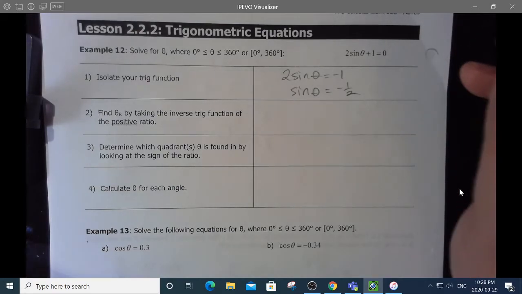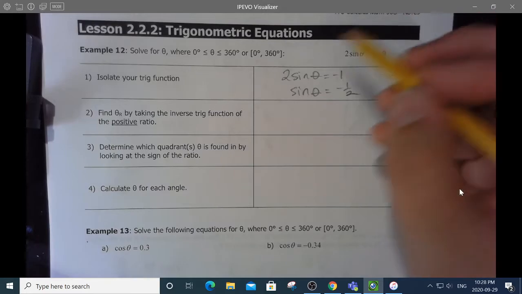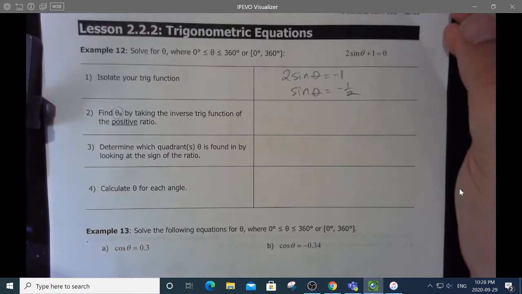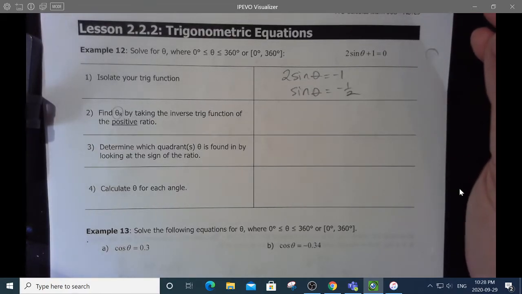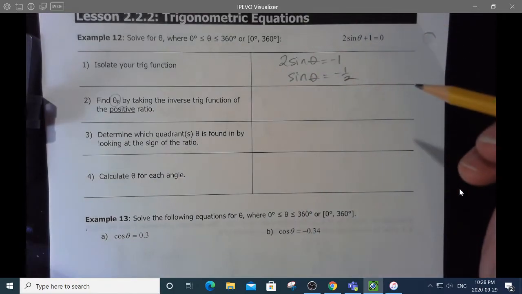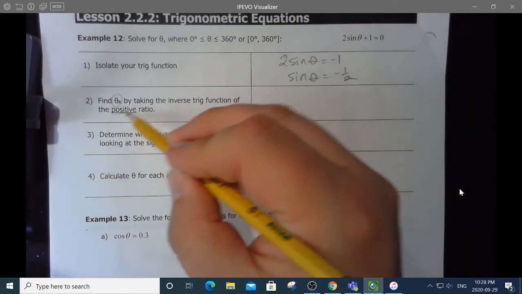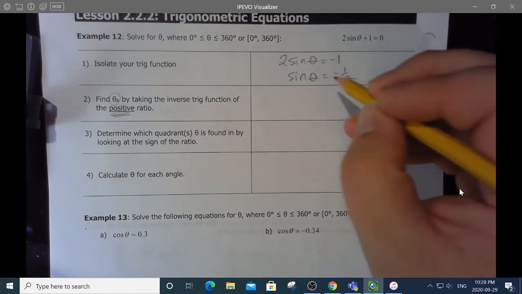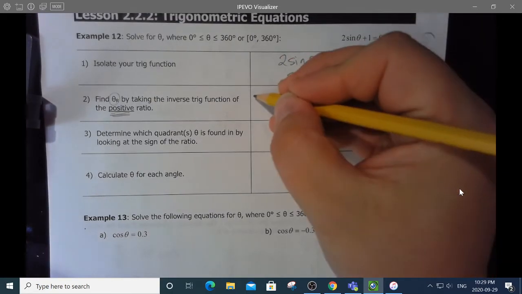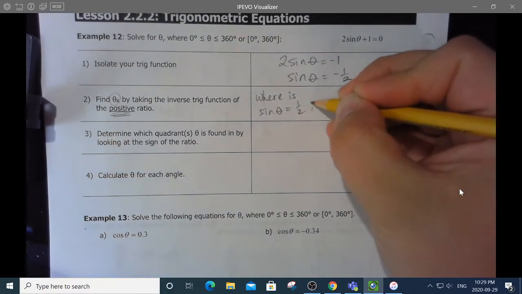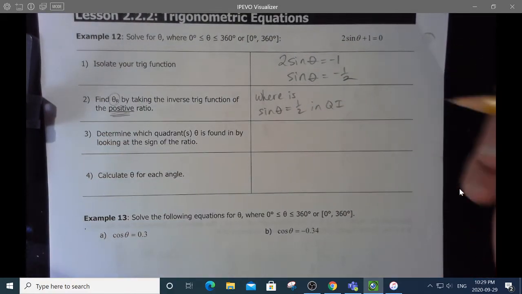Now, here's how you have to do this. You have to think about what the reference angle is. Sorry, I'm having some sort of problem saying the word that begins with R. You have to find the reference angle, and you do that by worrying about the positive ratio. In other words, don't worry about the fact that sine's negative. Just ask yourself the question, where is sine of theta equal to 1/2? In other words, in quadrant 1, because remember, reference angles are always acute.